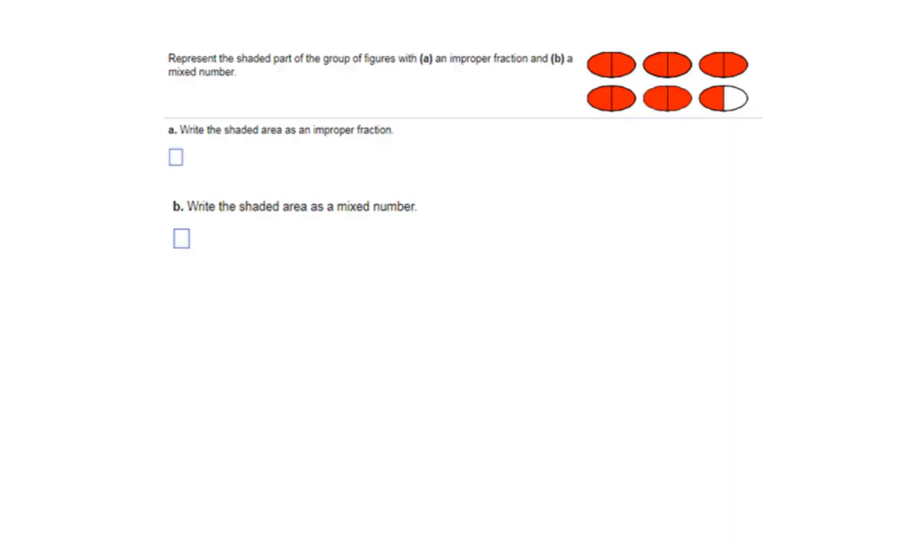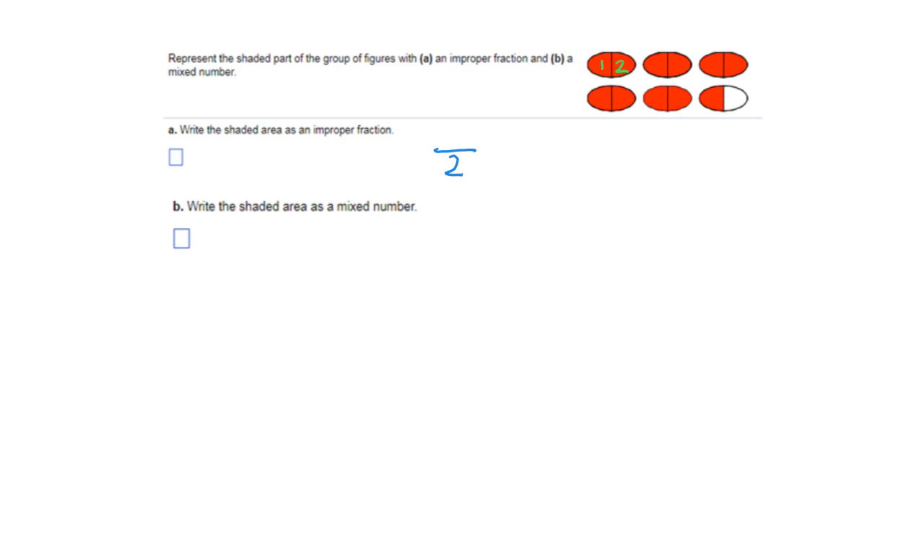Once again, for this problem, we will represent the shaded part of the group of figures as an improper fraction and a mixed number. So we have these 6 egg-shaped figures. They are each cut into 2 equal parts. So the 2 equal parts is your denominator of 2. And then what we'll do is count how many are shaded.